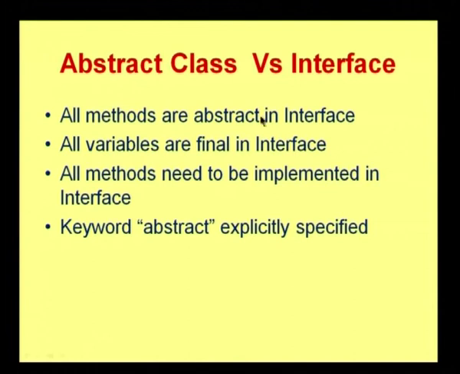So, abstract class versus interface: all the methods are abstract in an interface, all variables are final in an interface, all methods need to be implemented in an interface, and the keyword abstract need not be explicitly specified. These are the differences. In an abstract class, as I told you, there may be a few methods which are abstract and a few which are not abstract, whereas in an interface all the methods are abstract. There can be some variables defined in the abstract class, whereas in my interface, if a variable is defined, it should be of type constant.